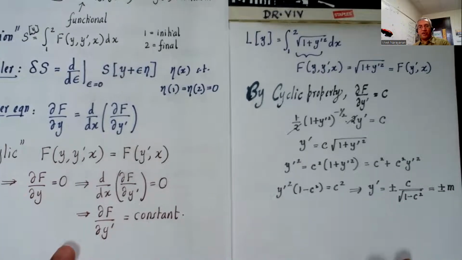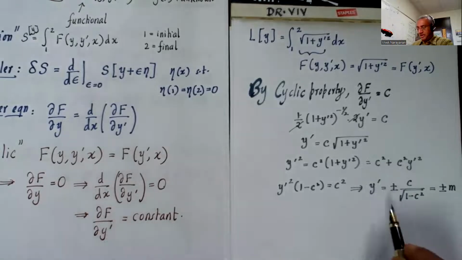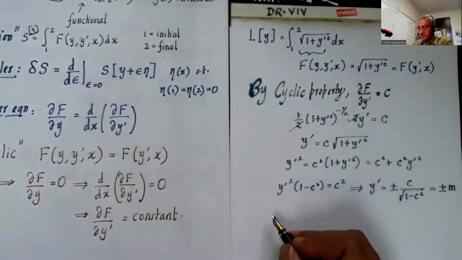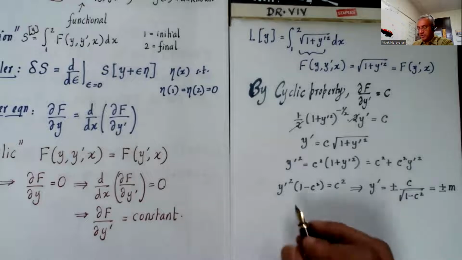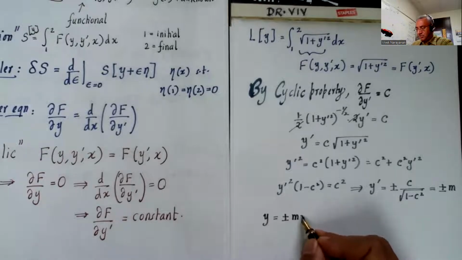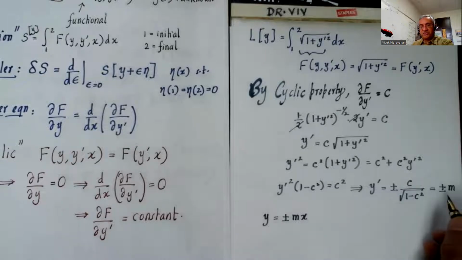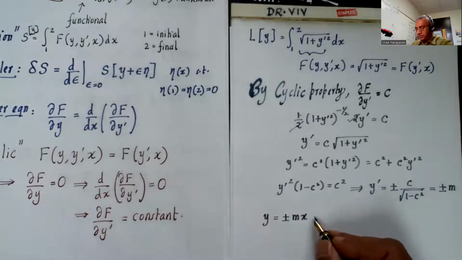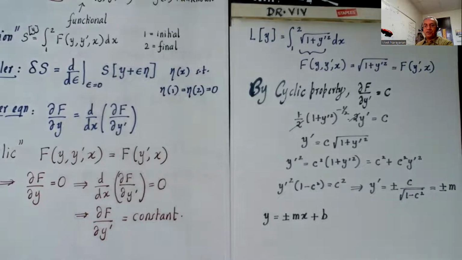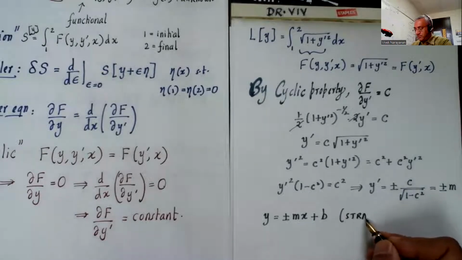You can see where this is going. That m is the slope of a straight line. If I now integrate, this is dy by dx. So if I integrate it, I'm going to get y equals plus or minus mx, because the derivative of a linear function is a constant, plus of course a constant of integration, which I'm going to call b, the y-intercept. So this is our famous straight line.